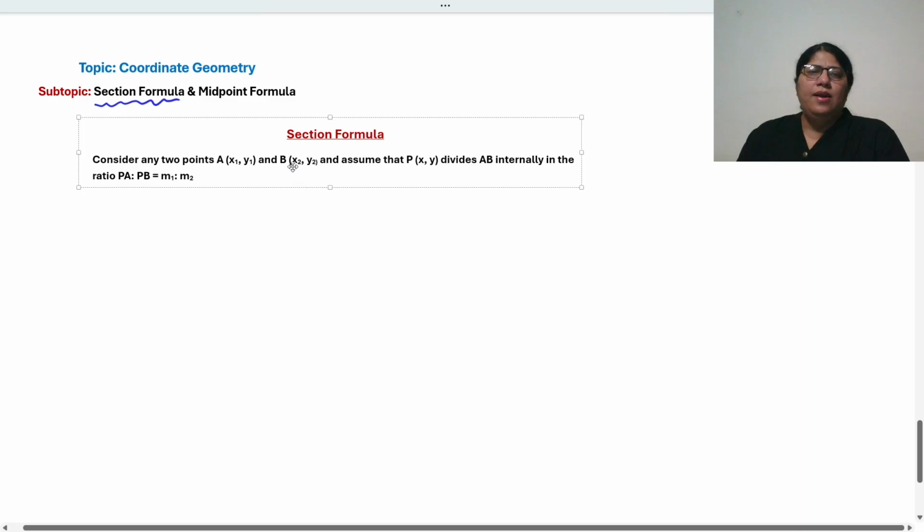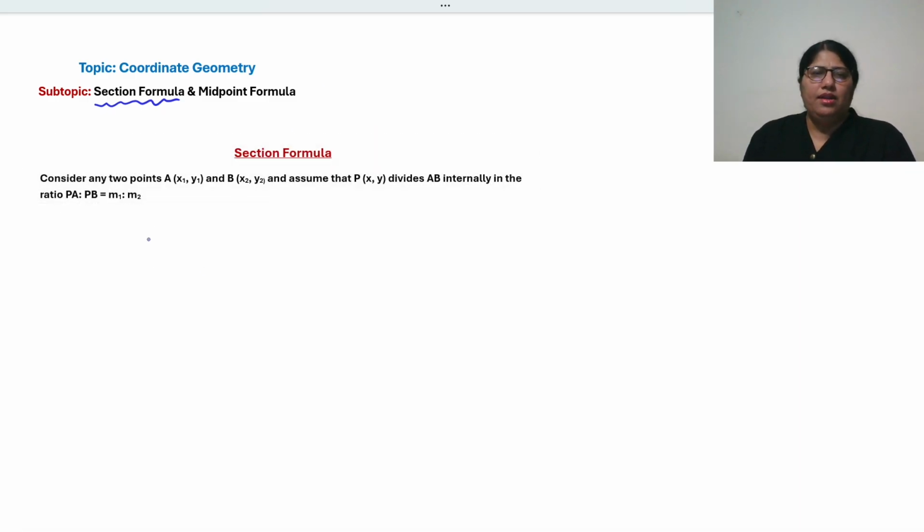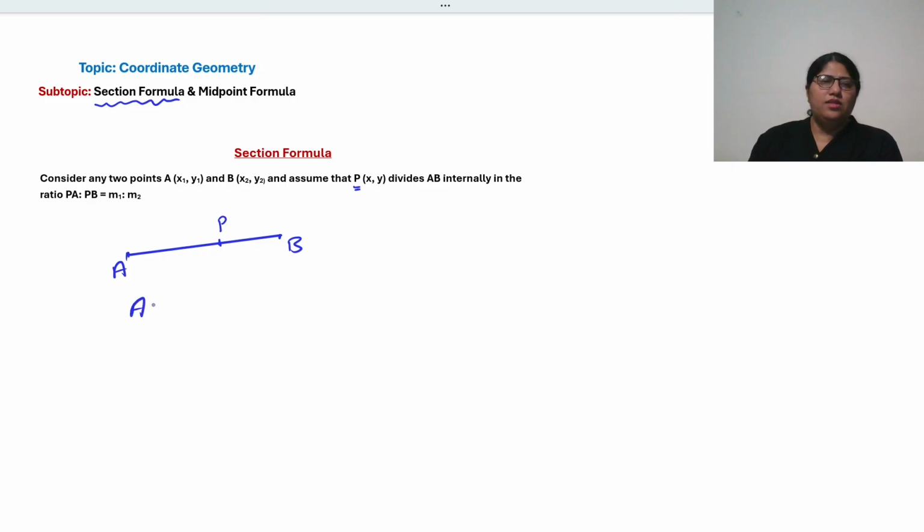So what do we do in section formula? If I take any 2 points A and B, and you join A and B, you get line segment AB. Now it's written here: point P divides AB internally. So P is a point somewhere between A and B, which is dividing line segment AB into two parts, AP and PB, right?